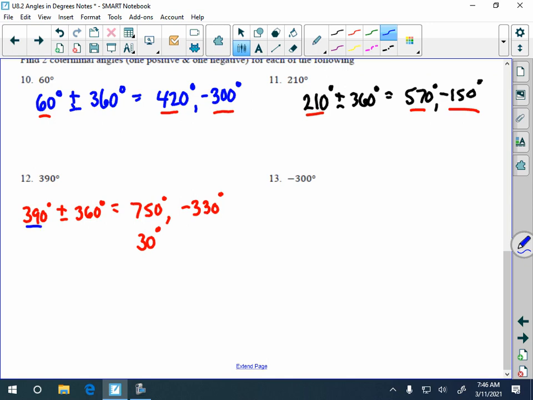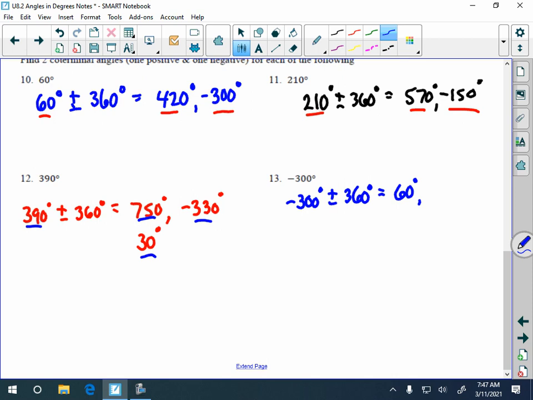All right, so given 390, 750 and 30 are both positive ones. We could list either one, and then negative 330 is a negative one. If we wanted another negative, we would subtract another 360. All right, so negative 300 degrees is the angle they give us. Let's add and subtract 360. So negative 300 plus 360 is positive 60 degrees. There's a positive one.